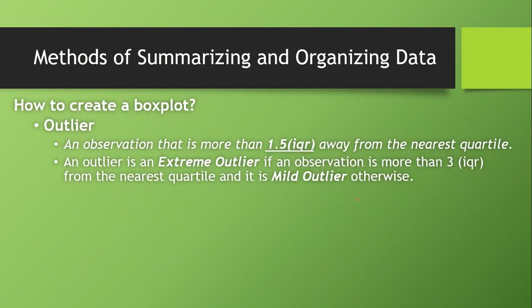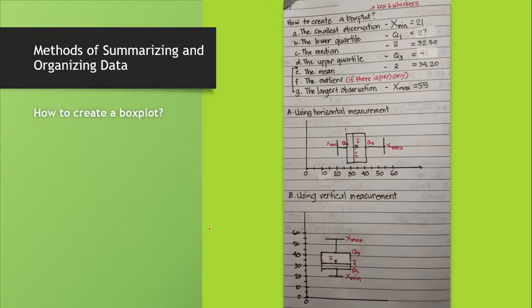Now, an outlier is an observation that is more than 1.5 the IQR. The IQR is the difference of Q sub 3 and Q sub 1. If it's more than 1.5 the distance of the IQR, then we call it an outlier. There are two types, mild and extreme outliers. Extreme is when the observation is more than 3 IQR. Otherwise, if it's only within 1.5 to below 3, we call it a mild outlier. So this is how we create a box plot.